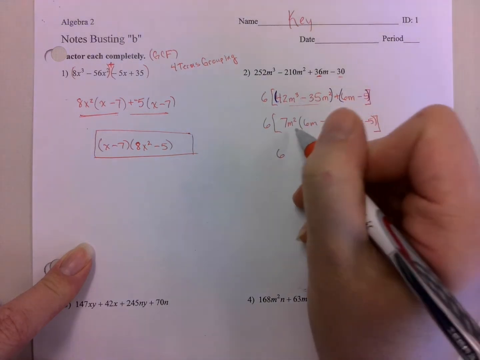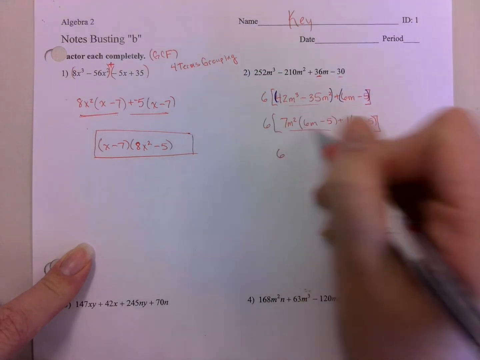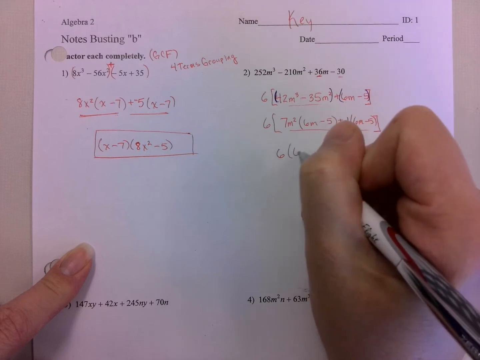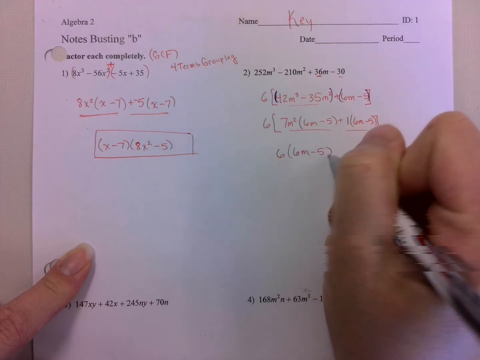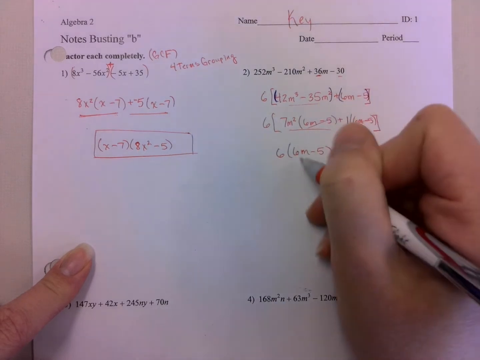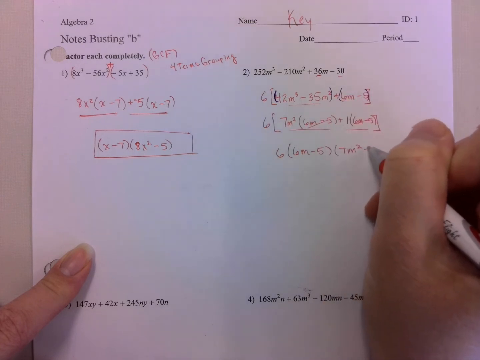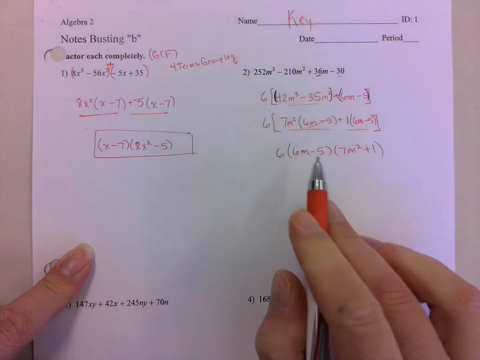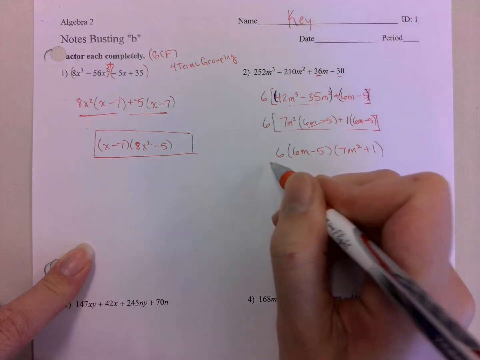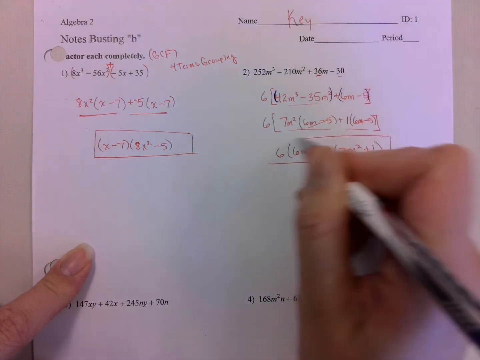6 hangs out. What do they have in common? Because it's 6 times all of this. Well, they both have the 6m minus 5, so that's going to come out as a GCF, not squared, and what's left is 7m squared plus 1. Double check that there's nothing left that we missed and it is factored completely.